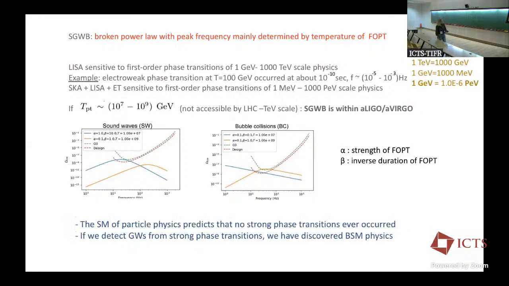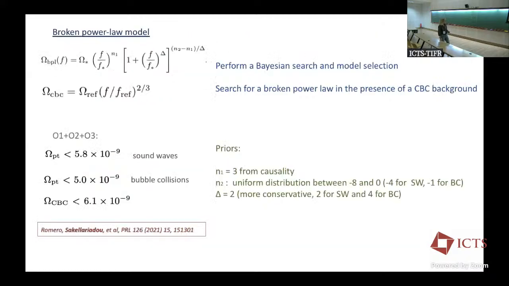The standard model of particle physics predicts that no strong phase transition has taken place. If we find some kind of signature, that means we have a hint of a beyond-the-standard-model phase transition. So what we did was consider this broken power law, and we consider that we have a contribution of compact binary coalescence, because there might not be a phase transition, but we know that there are compact binary coalescences. So we need to have, for sure, the frequency dependence to the power of two-thirds on the omega CBC. That is the kind of model that we consider.